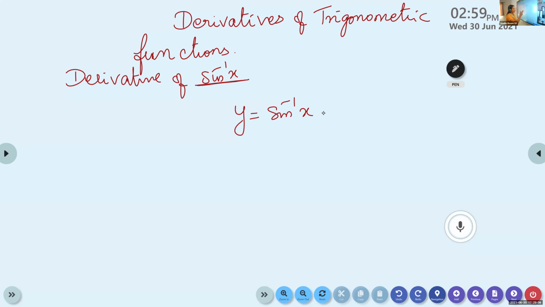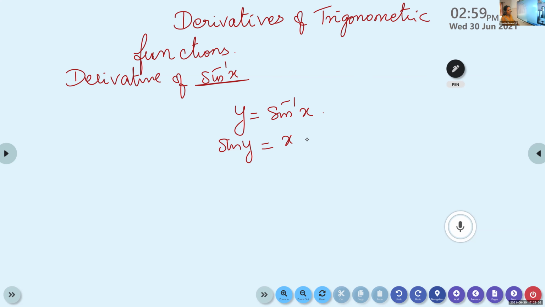Next step, listen, I'm taking sine inverse to the other side. So what you will get? Sine y is x. Is it correct? Now we have learned how to differentiate implicit functions, isn't it? We have learned how to differentiate a function in y.